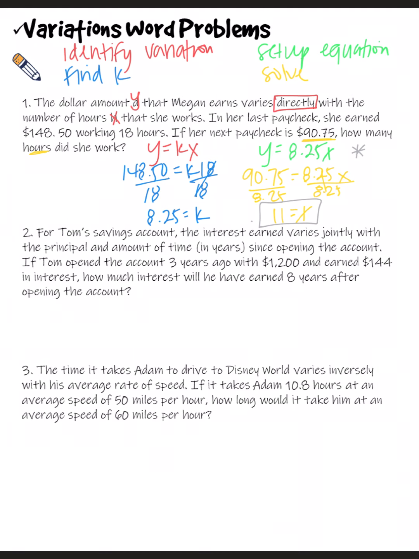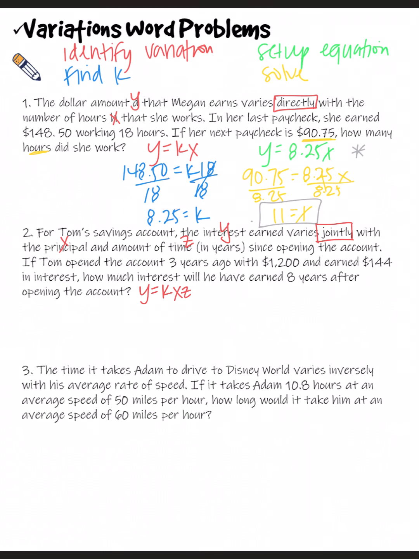All right, let's look at this next example. I'm not going to read it fully to you, but we want to identify the variation first. And our problem tells us that we're dealing with a joint variation. So interest, the first one that varies jointly, that's going to be our y, with the principal and amount of time. So remember, our joint variation is y equals kxz. So that's why y is varying with the principal and time.